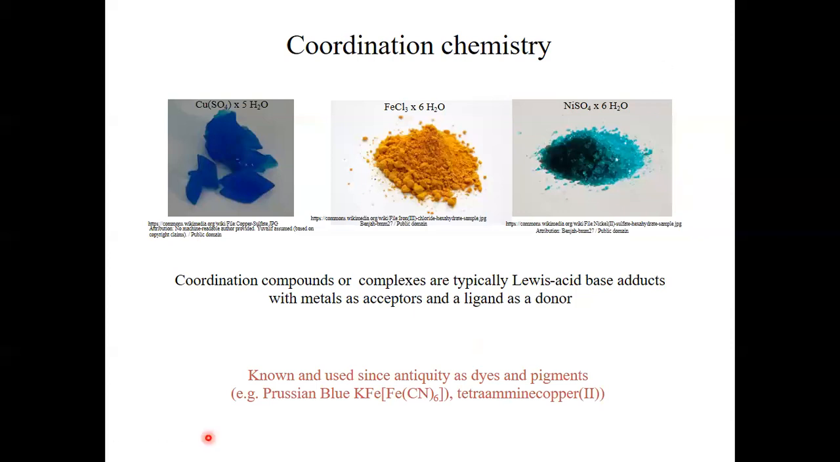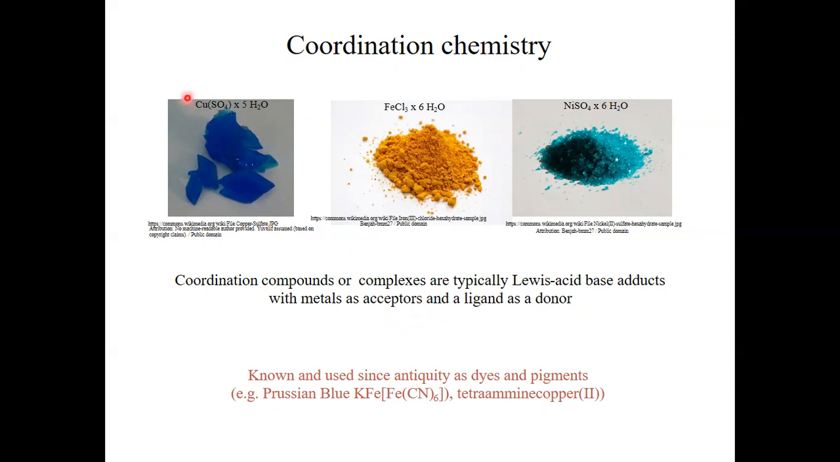Generally we can consider coordination compounds, or as we can also call them, complexes, as Lewis acid-base adducts in which the metals are the acceptors and in which the ligands are the donors. Coordination compounds and complexes have been known for a long time, and they sparked the interest of chemists from very early on, because many of them have intense colors. You see here 3 examples.